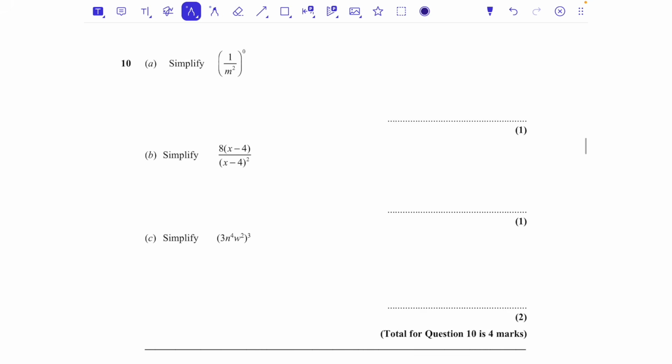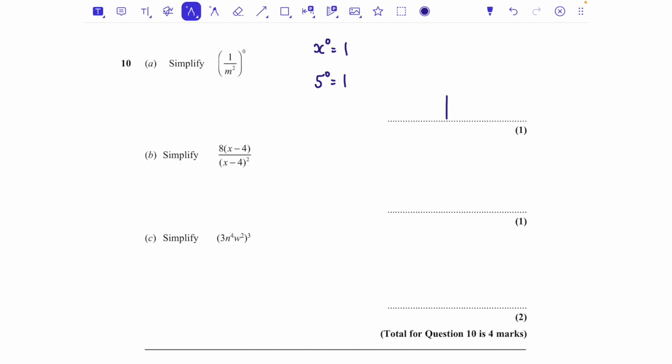Question number 10, and we've got 1 over m squared to the power of 0. Now, for the purpose of GCSE, anything to the power of 0 is just 1. So all you need to put for this one is 1. X to the power of 0 is 1. 5 to the power of 0 is 1. Anything to the power of 0 is 1.